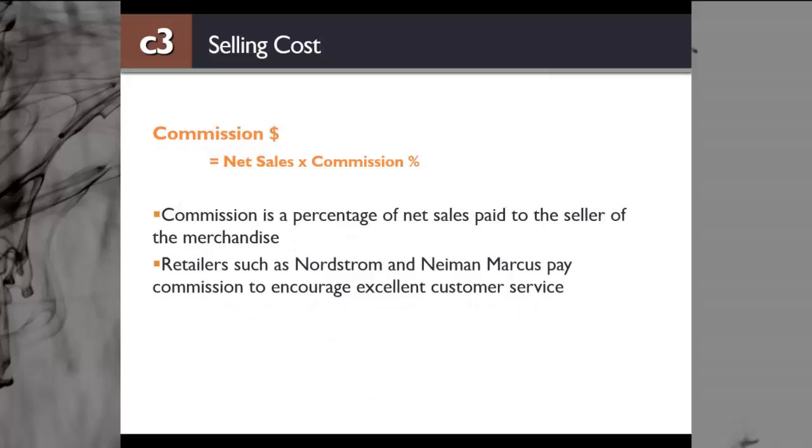Alright, now let's talk more about the other part of selling cost, because, as you know, some companies can pay more in commissions.